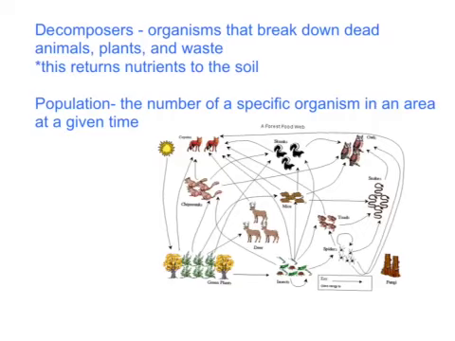Another word that you might see is the word population. When we talk about a population, that just means the number of a specific organism in an area at a given time. So if we were to look at this picture here, we would have a population of skunks. It's the number of skunks that live in an area at a given time. We don't count the skunks from 100 years ago or 10 years ago. We're looking at how many skunks live in that area at the time you're counting. That's called a population.